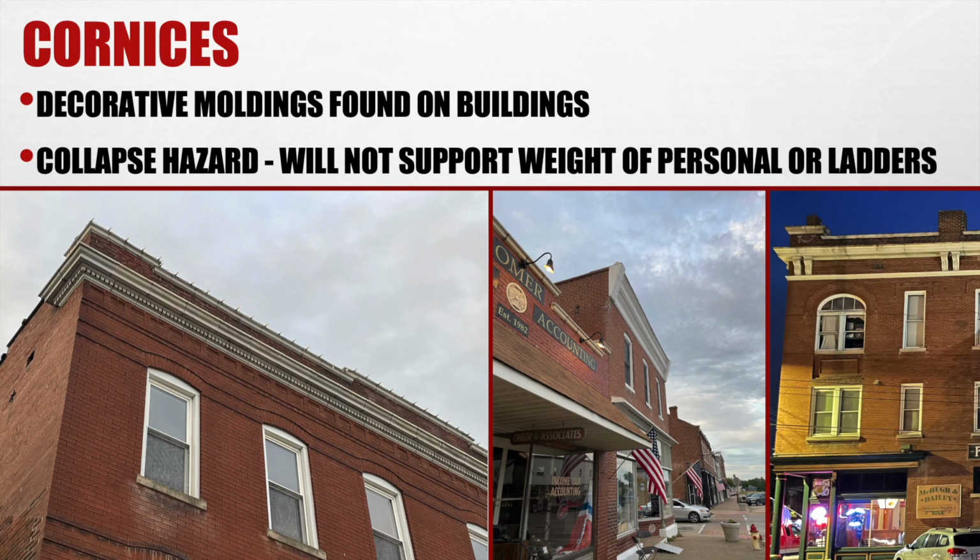Cornices. These are decorative moldings found on buildings. They do pose, again, a collapse hazard at fire scenes. And keep in mind that these are not designed to support the weight of personnel or ladders. You might find yourself wanting to use one as a foothold, but just bear in mind it's not designed to hold our weight. The other issue with cornices are, depending on how they are built, there could be a void space in them, and again, fire could travel through them.